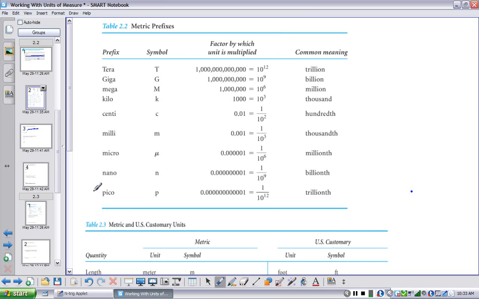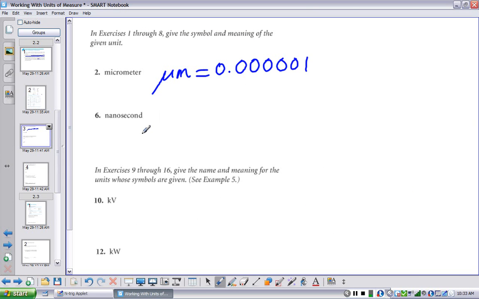Nanosecond. So nano is where you have 10 to the ninth. This is the billion. So if you count, you should have 8 zeros behind the decimal. 1, 2, 3, 4, 5, 6, 7, 8. And the 1 should be in the ninth place behind the decimal. So this is NM, which is 0. So it should be 8 zeros with a 1 behind it. That's nanosecond.